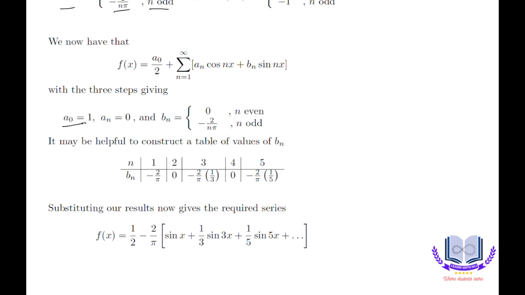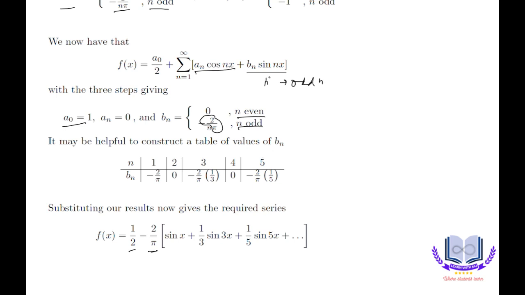So a naught value is 1. So f(x) is 1 by 2. An is 0. So neglect that part. Now for bn sin nx, we have to remember that for even n, bn is 0. So no need to consider that. For only odd n, we have to remember. Okay. So just take minus 2 by pi as common because it is constant. So minus 2 by pi is common. Now we have sin nx by n, and where n is odd.